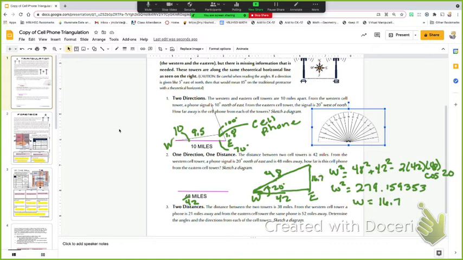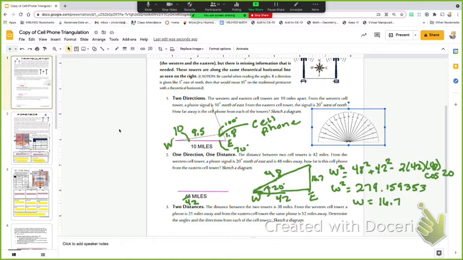Now, I'm still not ready to draw this to scale. Remember, angle similarity. In order to draw this to scale, I need the angle from both towers. We're going to be doing a lot of this with cell phone towers. So throughout this project, make sure that you have the angle from both towers. So I need angle E. Before I can draw this to scale, I need angle E.